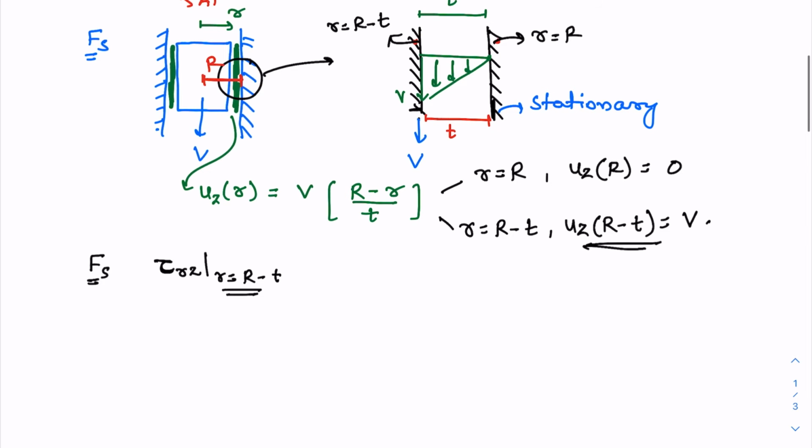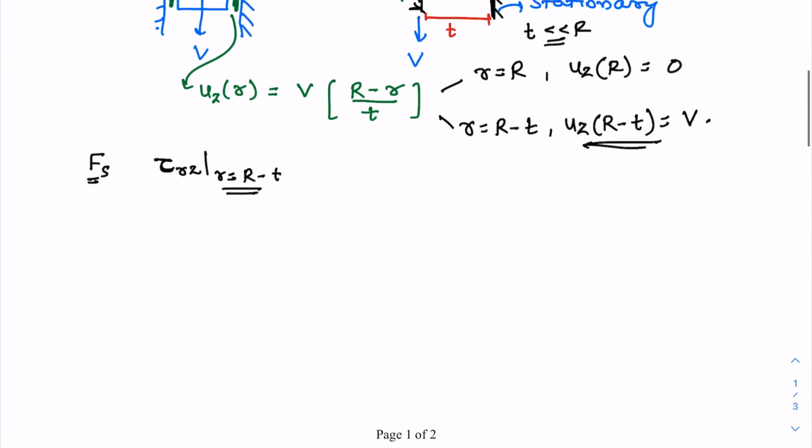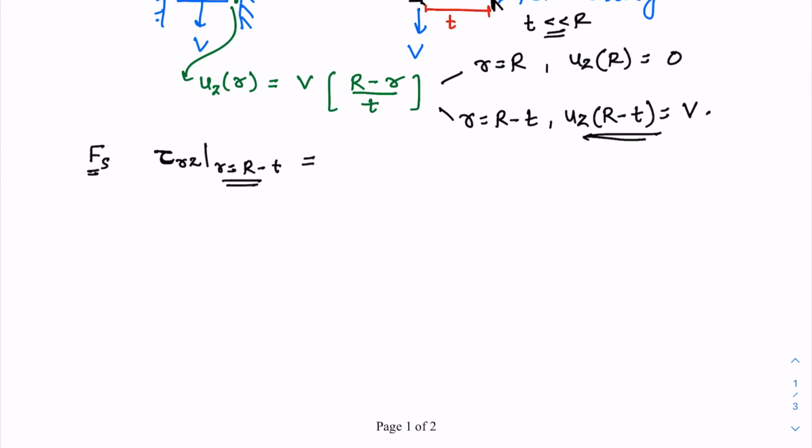And again, remember this film thickness t is very small compared to r. And from Newton's law of viscosity, we know that this is related to the viscosity of the oil times the gradient of the velocity of the film with respect to the r coordinate.